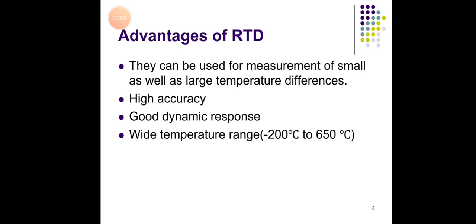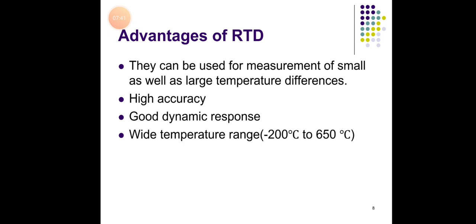Advantages of RTD are they can be used for the measurement of small as well as large temperature differences. Their accuracy is high. Good dynamic response. Good dynamic response means what? It responds very quickly to the change in temperature. That's why it is called good dynamic response. Wide temperature range. It can be minus 200 degrees Celsius to 650 degrees Celsius.